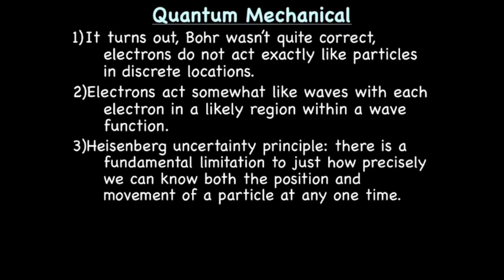So we've got the Heisenberg uncertainty principle, which says that there's a fundamental limitation to just how precisely we can know both the position and the movement of a particle at any one time. Okay, so Bohr sort of had the right idea. There are these discrete locations, but it's not an exact location, okay? It's sort of in a region, and we'll go a little bit more into that next time.